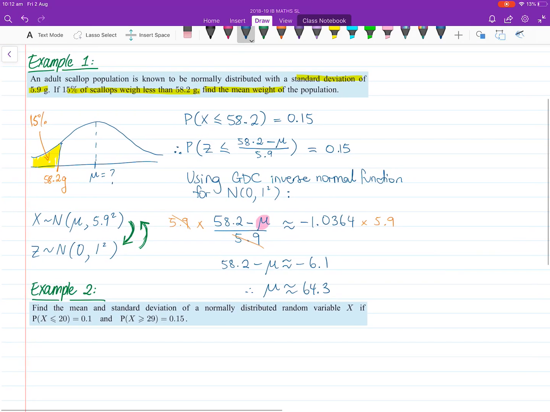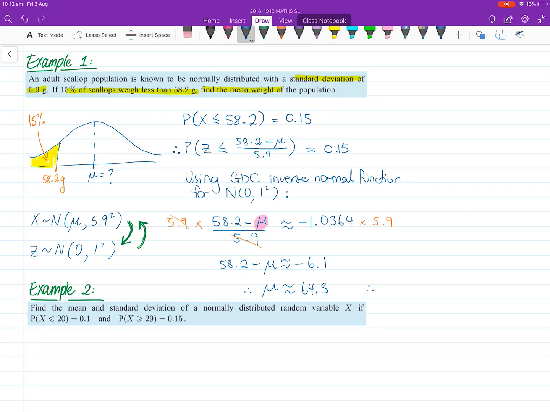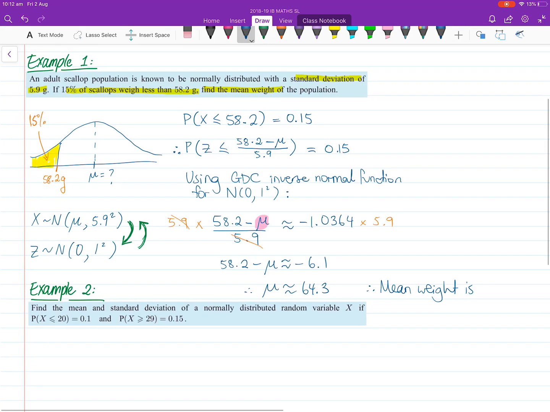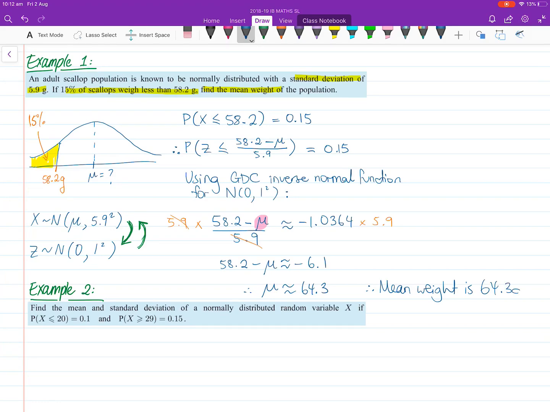64.3. Okay, so we should just finalize and say, therefore, the mean weight is 64.3 grams for the scallops. Okay, let's go on to example 2.